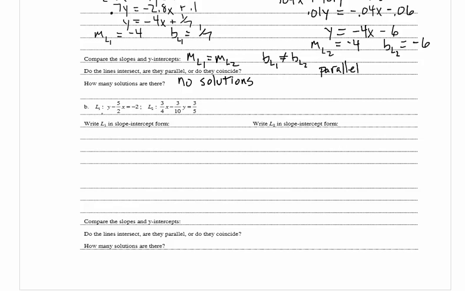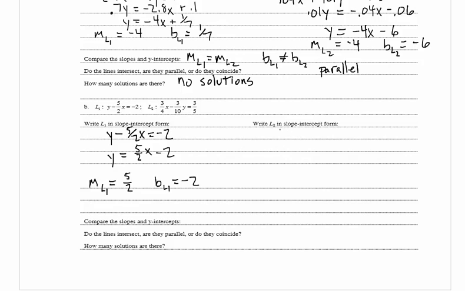In B, L1 is y minus 5/2 x is equal to negative 2. And for L2, we have 3/4 x minus 3/10 y is equal to 3/5. So to write L1 in slope-intercept form, we have y minus 5/2 x is equal to negative 2. And we're going to add 5/2 x to both sides. So y is equal to 5/2 x minus 2. So the slope of L1 is equal to 5/2. And the y-intercept for L1 is equal to negative 2.